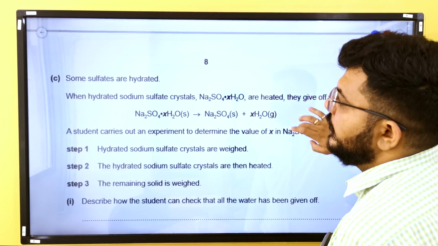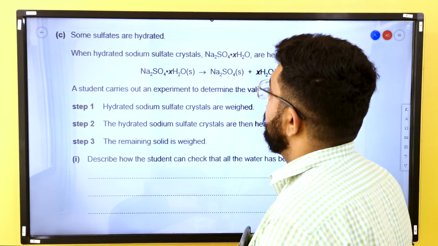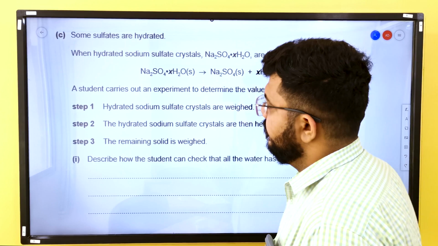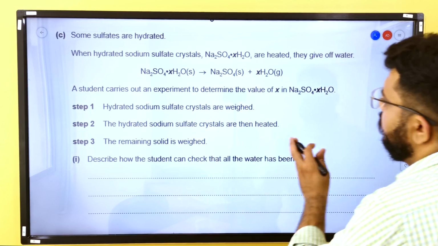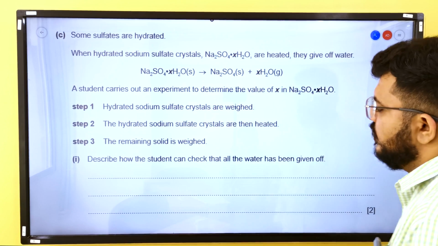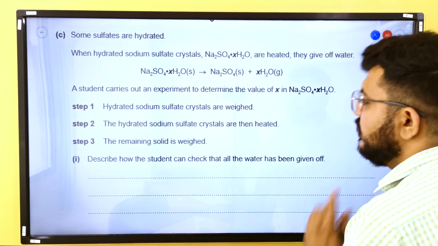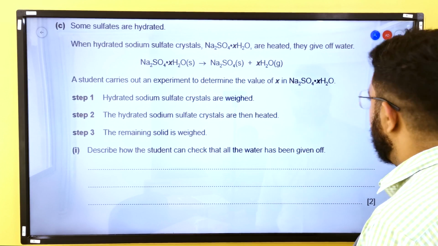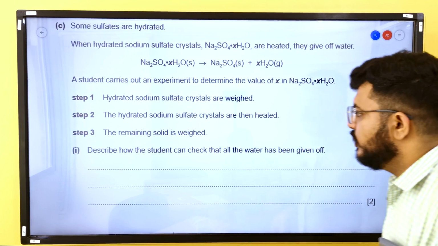Okay. Part C. Some sulfates are hydrated. When hydrated sodium sulfate crystals, Na2SO4·xH2O, are heated, they give off water. Okay, this is the equation. A student carries out an experiment to determine the value of x in Na2SO4·xH2O. Step 1. Hydrated sodium sulfate crystals are weighed. Step 2. Hydrated sodium sulfate crystals are then heated. Step 3. The remaining solid is weighed. Okay, let's see what happens. Number 1. Describe how the student can check that all the water has been given off.